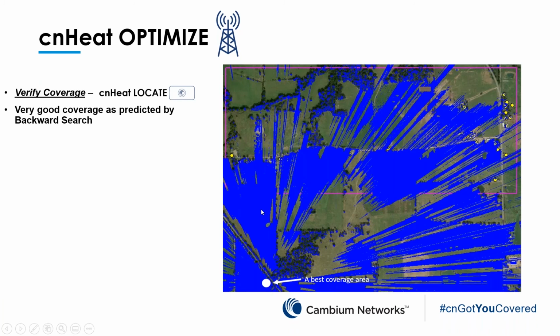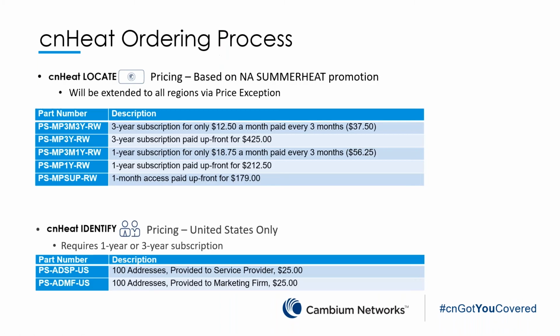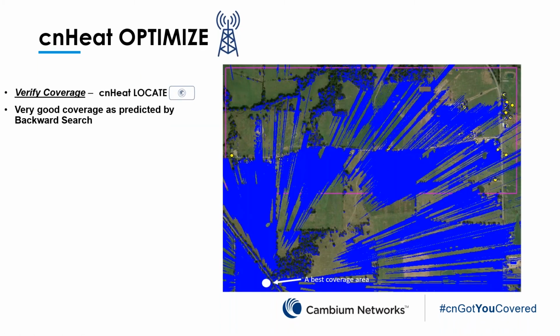What we also offer is a second part of Optimize called Verify Coverage, and it's really cnHeat Locate. You tell us the location, and at a very cost-reduced price, we can go ahead and do the forward coverage, and you can verify that all the SMs you've listed are covered. You can also see the coverage for other areas that you didn't have covered by the tower and the benefits of putting the tower there.